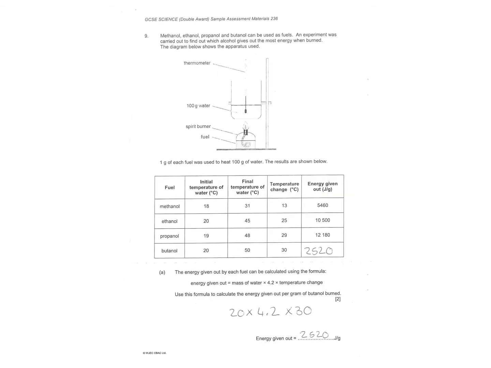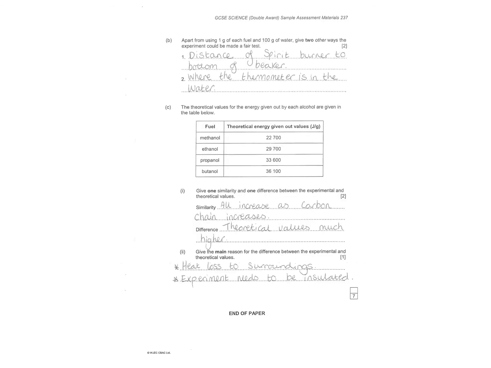This then, be careful of this because I did this wrong and I've just realised. So the mass of water is not 20, okay? The mass of water is 100, okay? So it says here the mass of water, which is 100 by there, 4.2, which is a constant value, and then the temperature change for butanol, which is there. Times it all together, and you should have got that value. Okay, nice 2 marks for just inputting into a calculator.